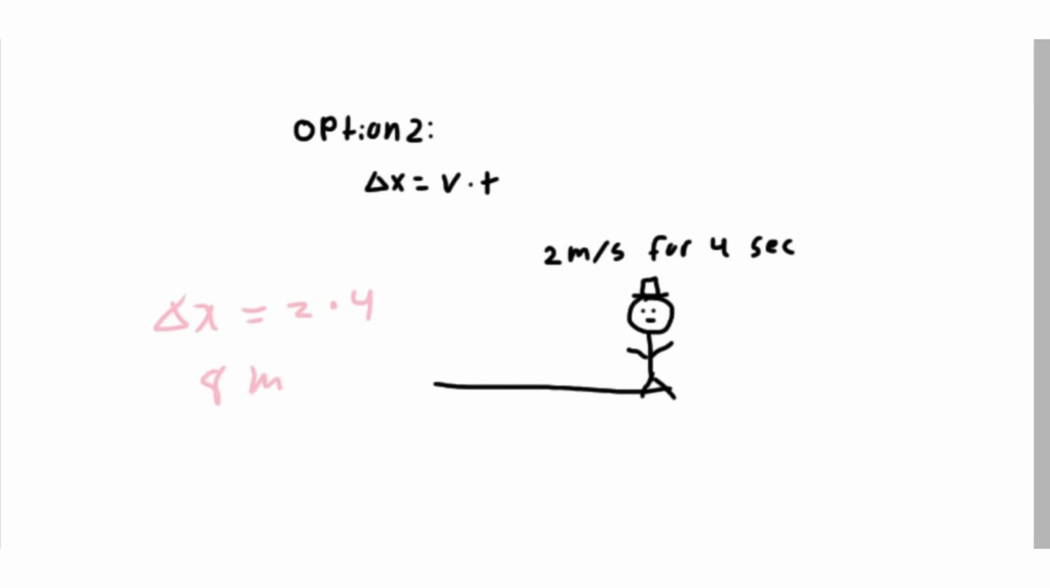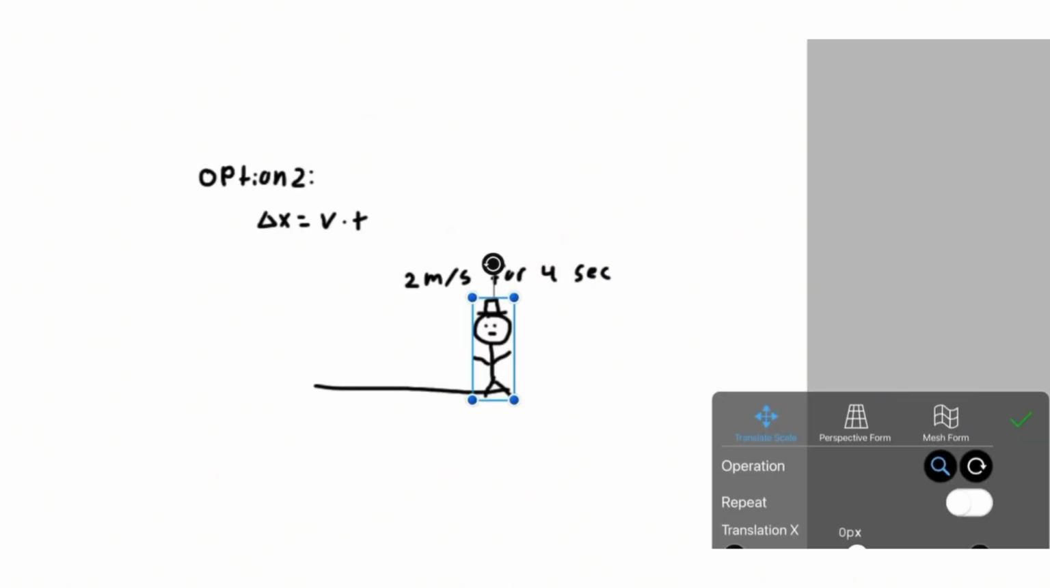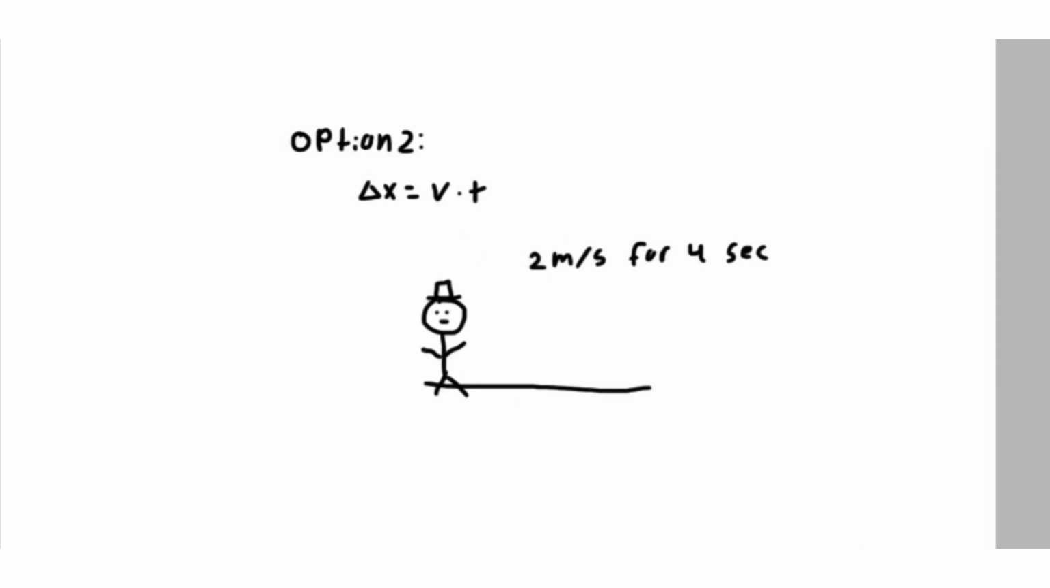Lovely. We found our displacement using this equation. Now let's do another quick little example. So let's say this time you walk 2 meters per second for 4 seconds, but you're walking backwards. In this situation, to find your delta x, we're just going to do the same thing, but this time we're going to make our velocity negative, and then multiply that, and that will give us negative 8 meters. Because displacement is a vector, which means direction matters, we have to put that negative sign there.